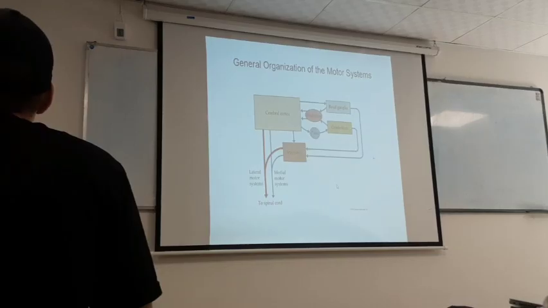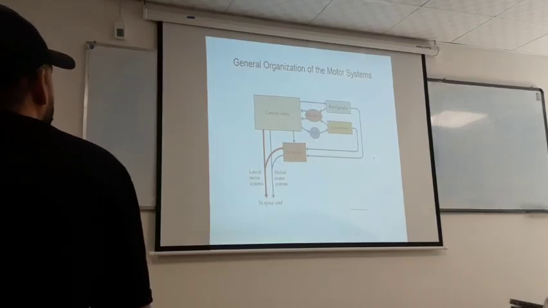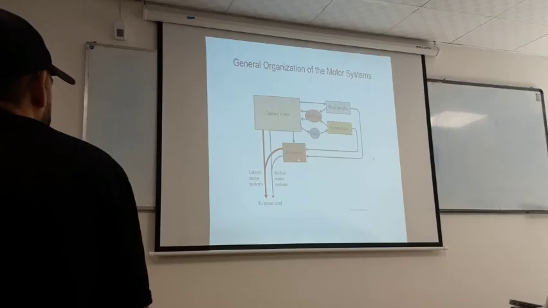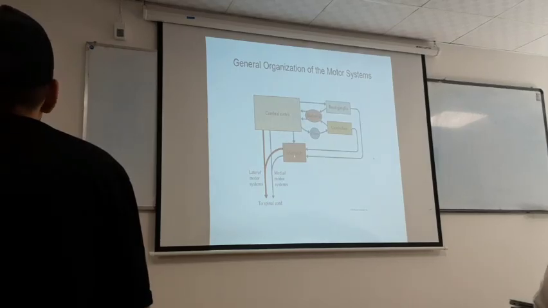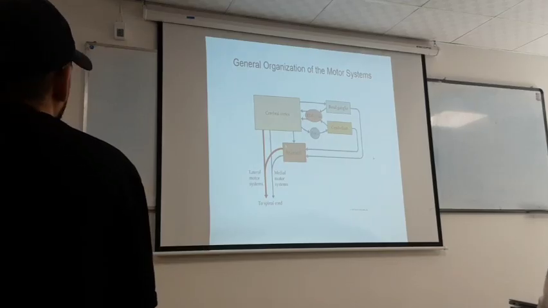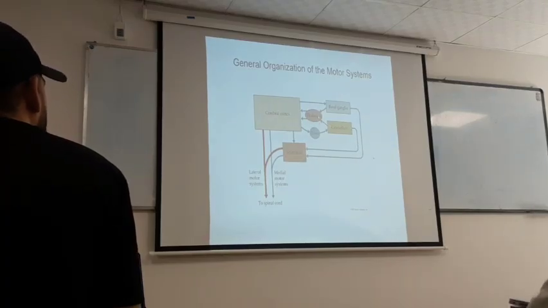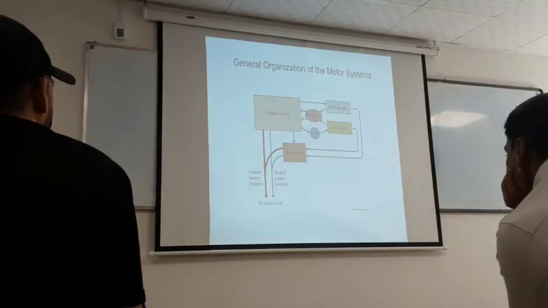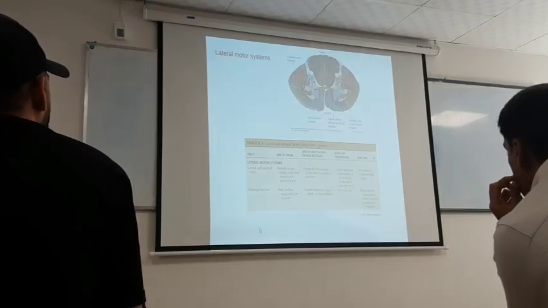General organization of the motor system. 1. Cerebral cortex to the spinal cord and to the brain stem. This is the corticospinal, this is the corticobulbar. Two routes. Yes. For sensory, it goes to the cerebellum, pons, thalamus, and finally the cerebral cortex. This is ascending, this is descending. This is the difference. You see this.